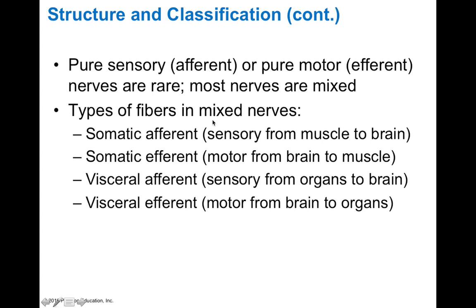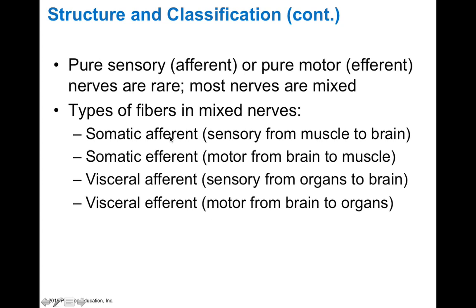But these nerves contain different fibers, and these fibers, or axons, can carry different types of information. We have somatic and visceral information, and that can be either afferent or efferent. Remember, somatic means coming from the body, and by that we mean skin, muscles, fascia, and joints. If it's visceral, we refer to the guts, so we're talking about internal organs and glands, or smooth muscle and cardiac muscle.